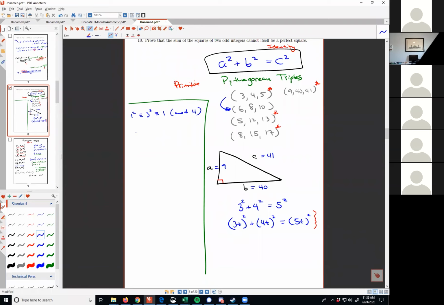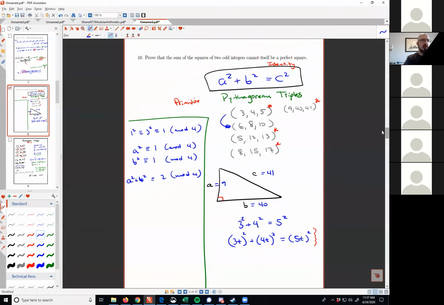What happens if we say a squared is 1 mod 4, and b squared is 1 mod 4. What is a squared plus b squared mod 4? 2. Okay, why is that interesting? Because 2 is an even number. Okay, it's an even number, but we're trying to prove that the sum of 2 square odds cannot be a perfect square.